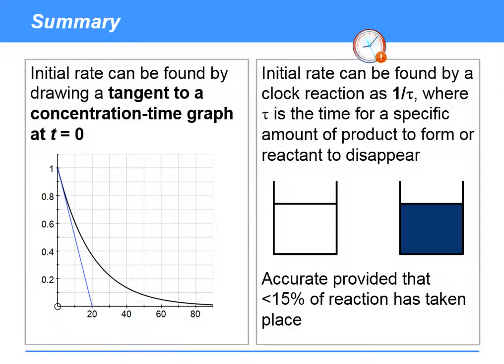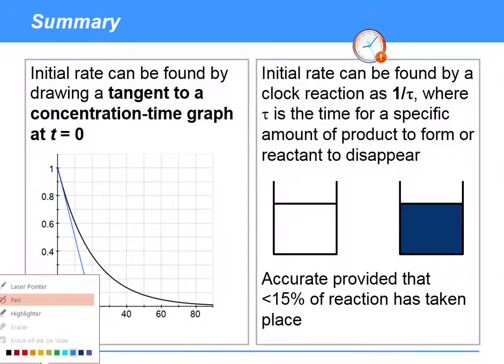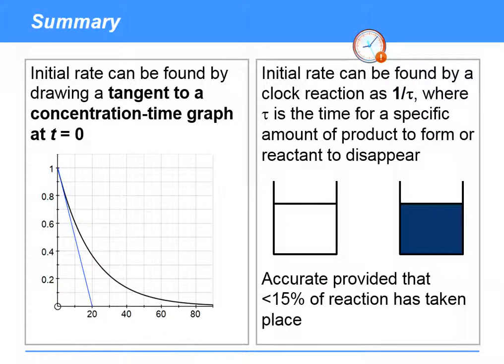So, in summary, initial rate's a really powerful experiment. Subsequent videos will show why. You can find the initial rate by drawing the tangent to a concentration time graph at t equals 0, like this. Or you can find the initial rate by using a clock reaction, if your reaction happens to be able to be set up like that. And you can find it as 1 over tau, where tau is the time it takes for some specific amount of product to form. And it must be the same amount of product that forms in every investigation, otherwise you really are going to have a mess. So tau is the time it takes, and these are accurate provided it's less than about 15% of the reaction that's taken place.